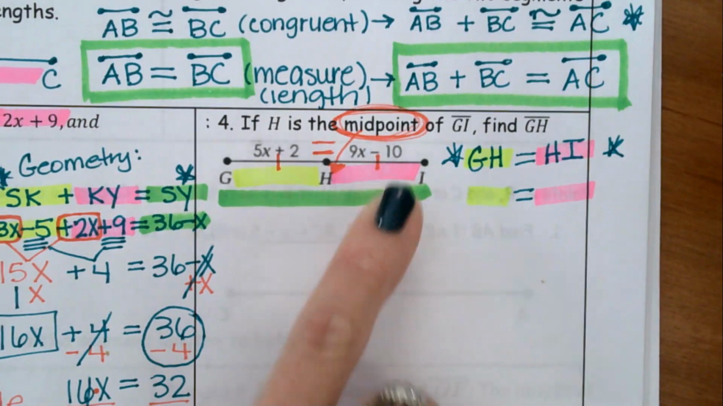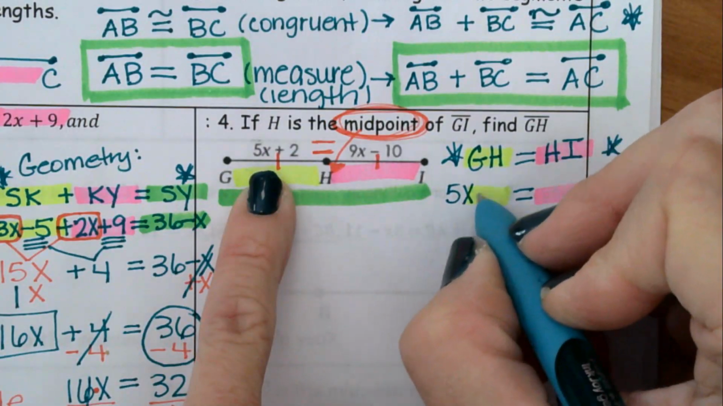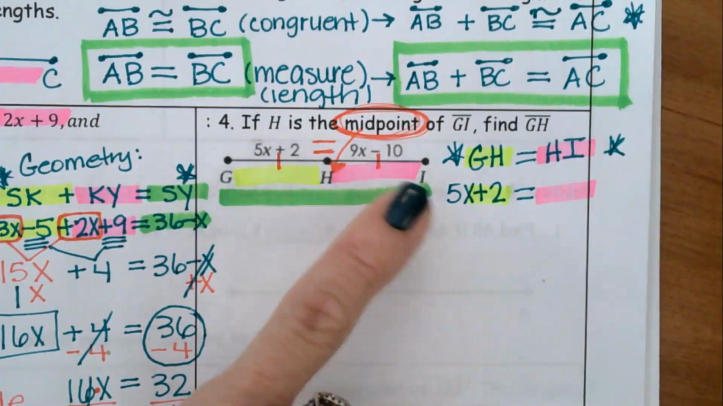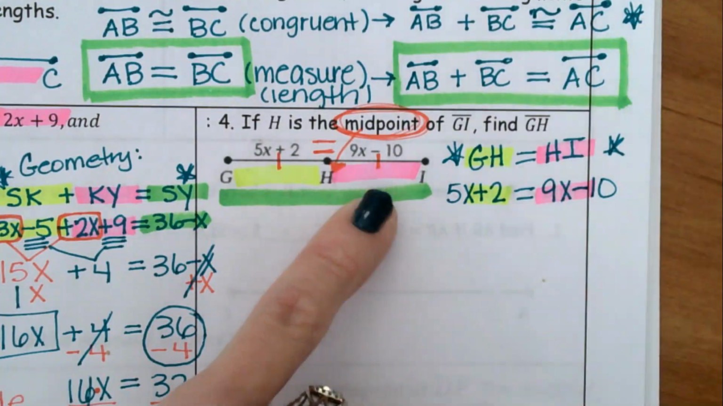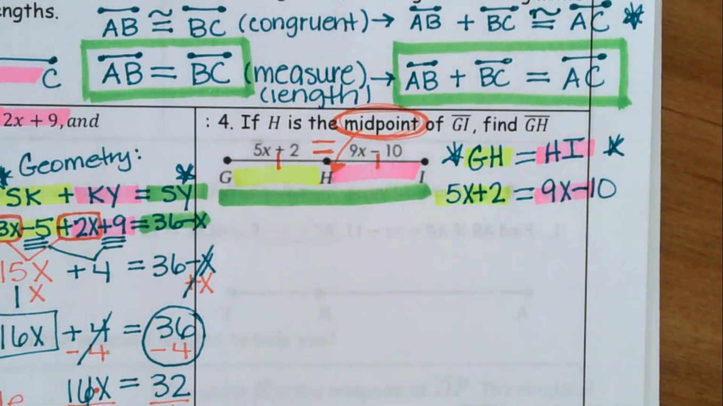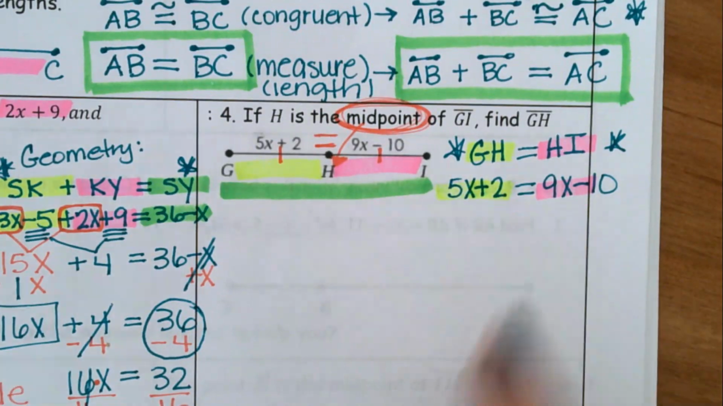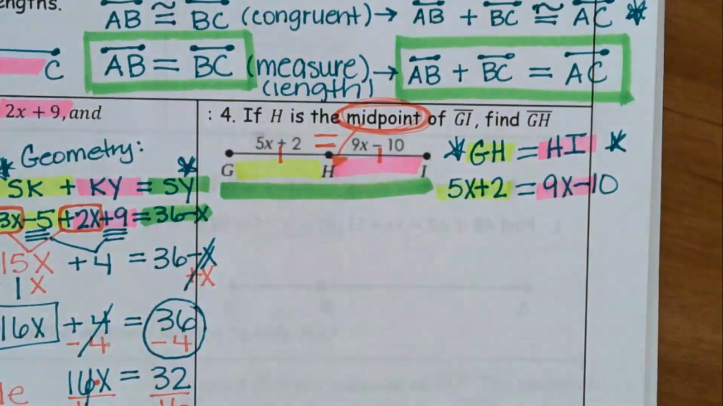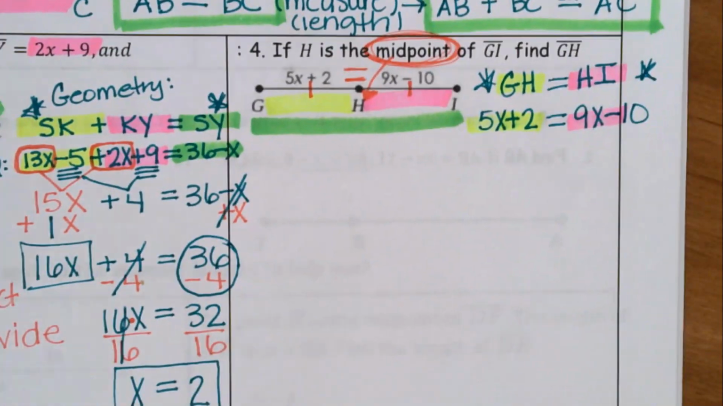Okay, now let's put the math in there. The GH side is 5x plus 2. And the HI side is 9x minus 10. Okay, so all I've done is highlight, and I wrote the geometry sentence, and then I filled it in. That's the geometry. That's 10th grade right there. The rest is Algebra 1, right? This whole lesson kind of feels like an Algebra 1 lesson.